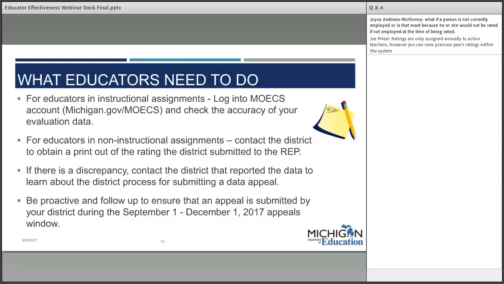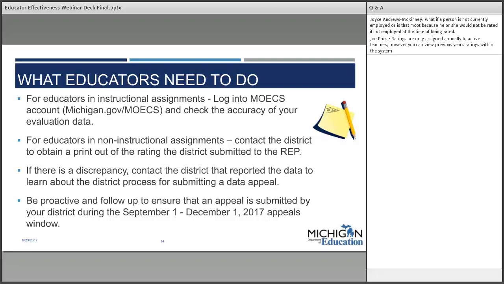So with this, what do educators need to do? If you are in an instructional role and under an instructional assignment, log into your MOEX account, www.michigan.gov/MOEX, and check the accuracy of your evaluation data. Make sure that it matches up with your records. For educators in non-instructional assignments, it's still important to check your records and your evaluation data, but you will have to contact your district and obtain a printout of the rating that the district submitted to the REP, or a screenshot.